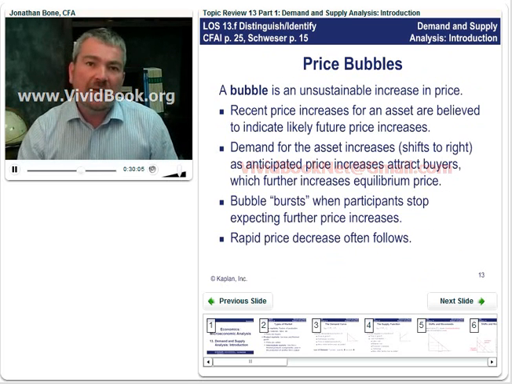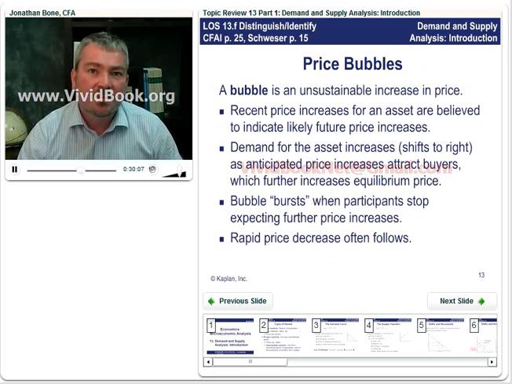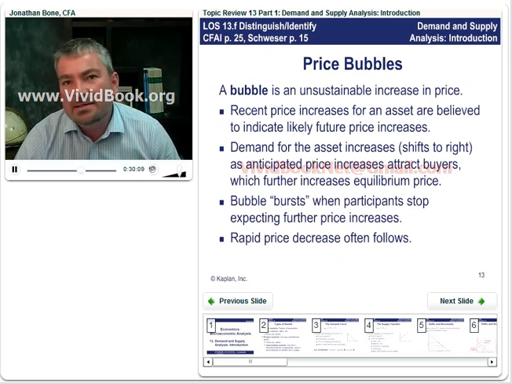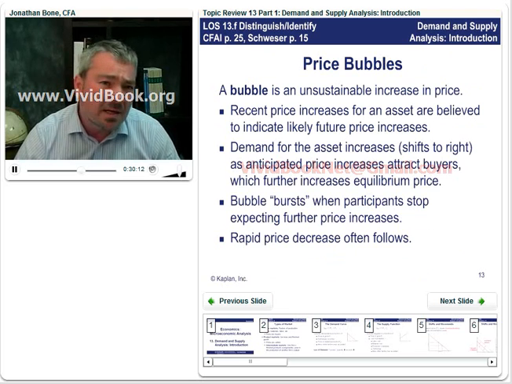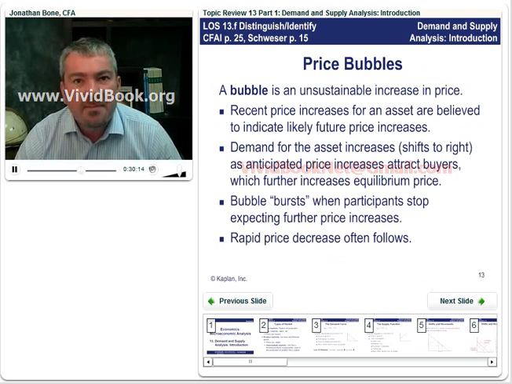Now we need to talk a little bit here about price bubbles. Notice a bubble is an unsustainable increase in price. In other words, we're talking about markets here being irrational.